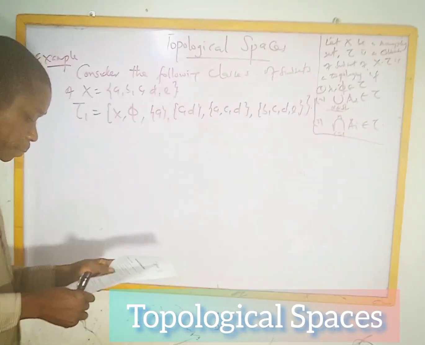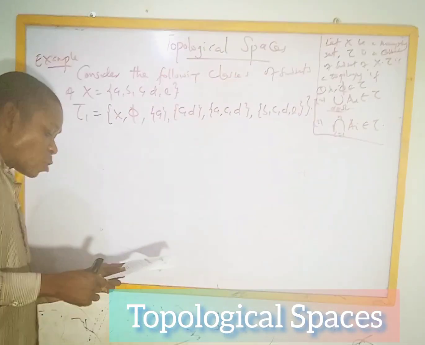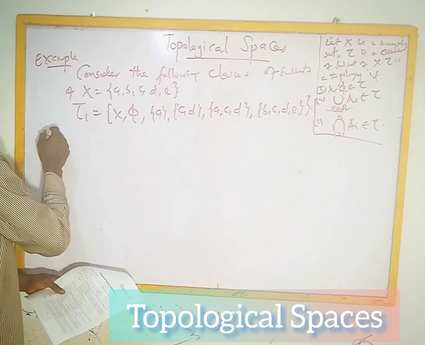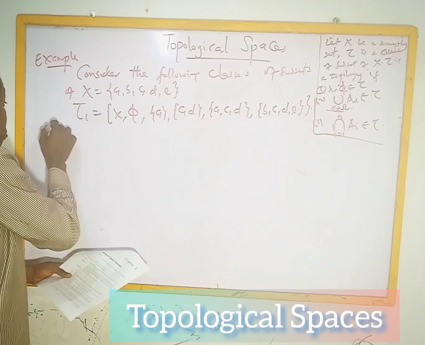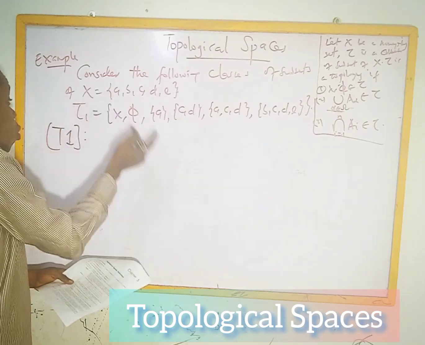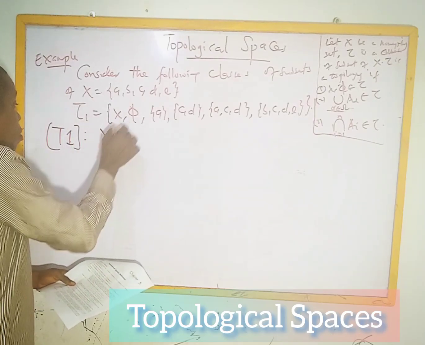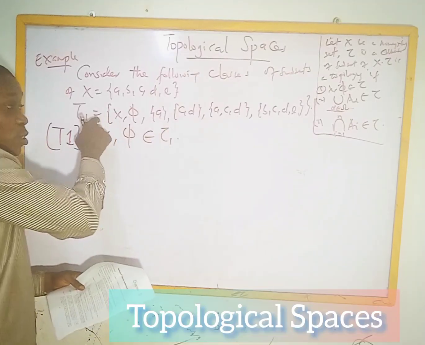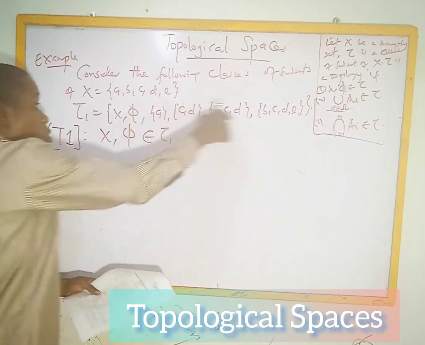And to do that, when we look at it critically, we can see condition number one. The first condition is what? It is that X and the empty set are members of that topology, of this tau. You can see that they are also members here.